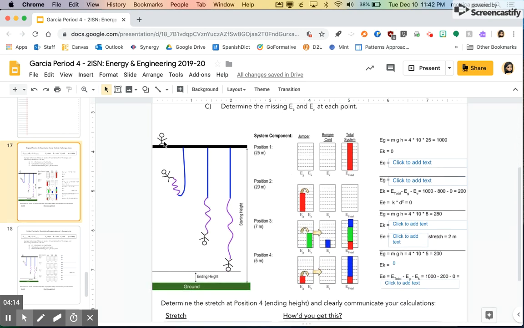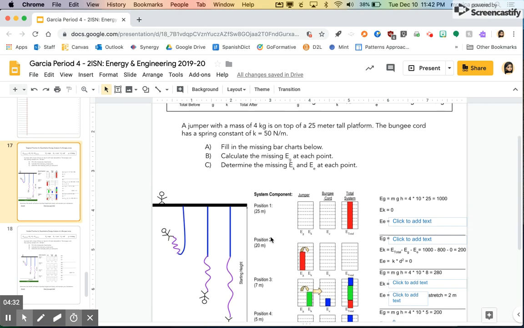So what this is saying is that this bungee jumper, at the very starting position, starts at 25 meters. Then the person falls, so 25, 27.5. What we need to do is fill in the missing bar charts below. We need to calculate the missing gravitational energy at each point, and that's going to allow us to determine the missing kinetic and elastic energy at each point.